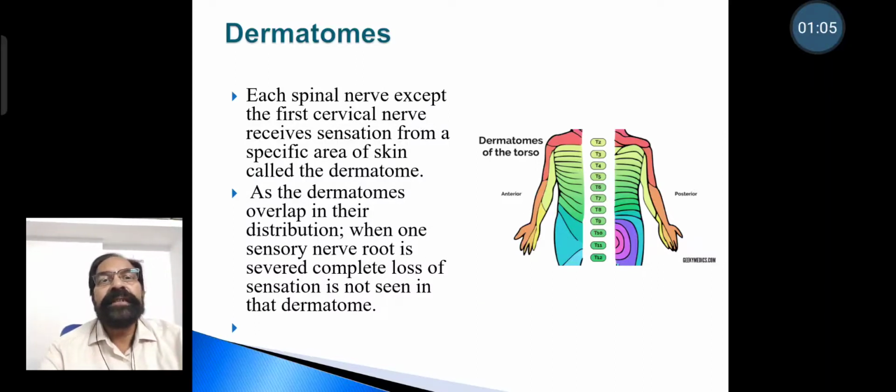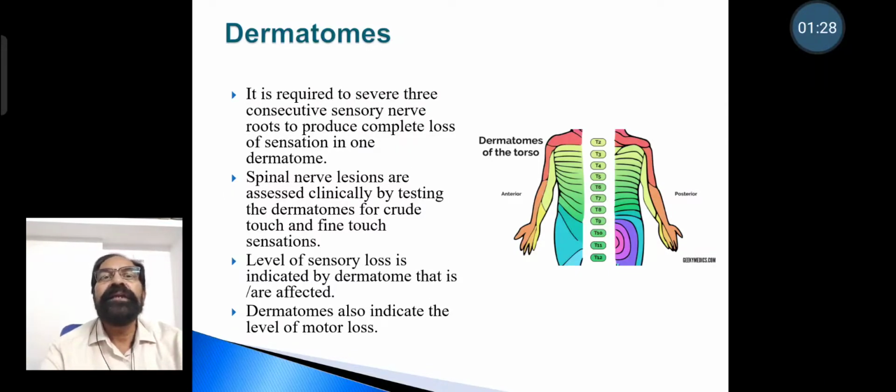Each spinal nerve, except the first cervical nerve, receives sensation from a specific area of skin called the dermatome. As the dermatomes overlap in their distribution, when one sensory nerve root is severed, complete loss of sensation is not seen in the dermatome. It is required to sever three consecutive sensory nerve roots to produce complete loss of sensation in one dermatome.